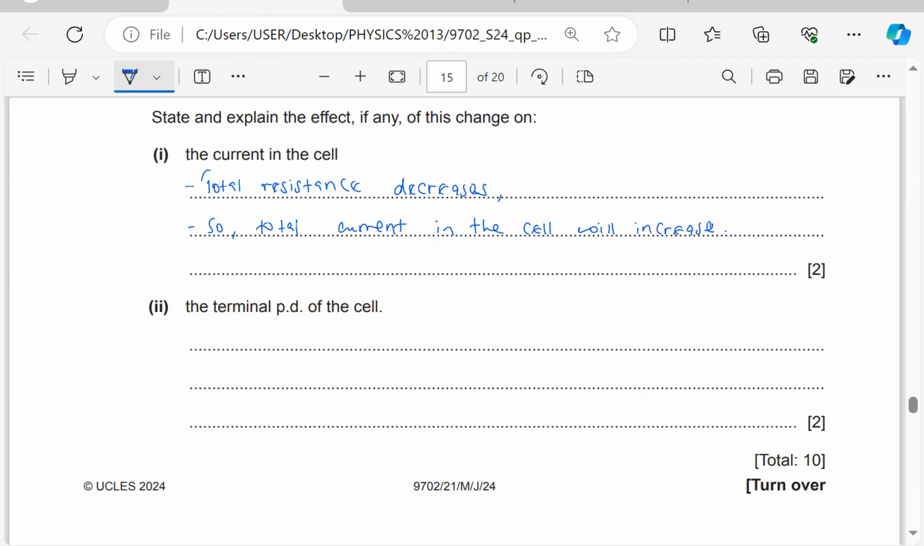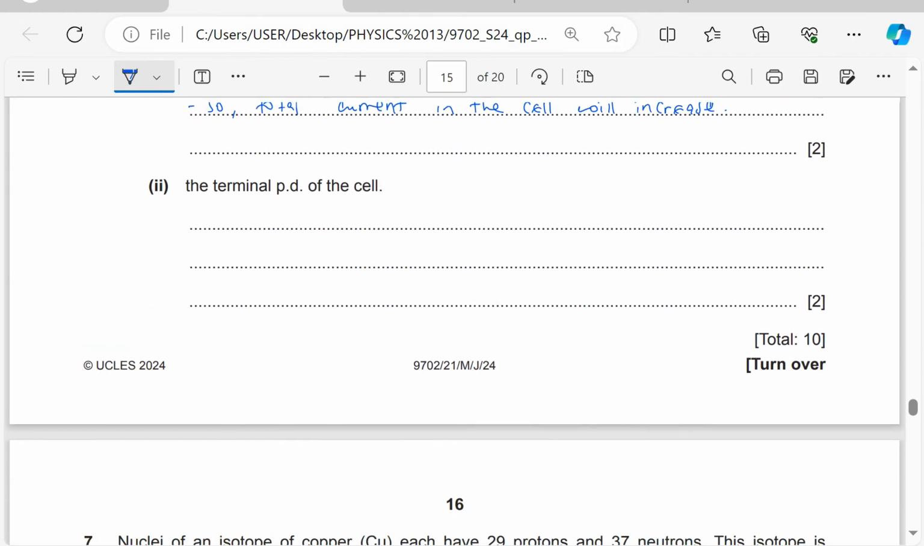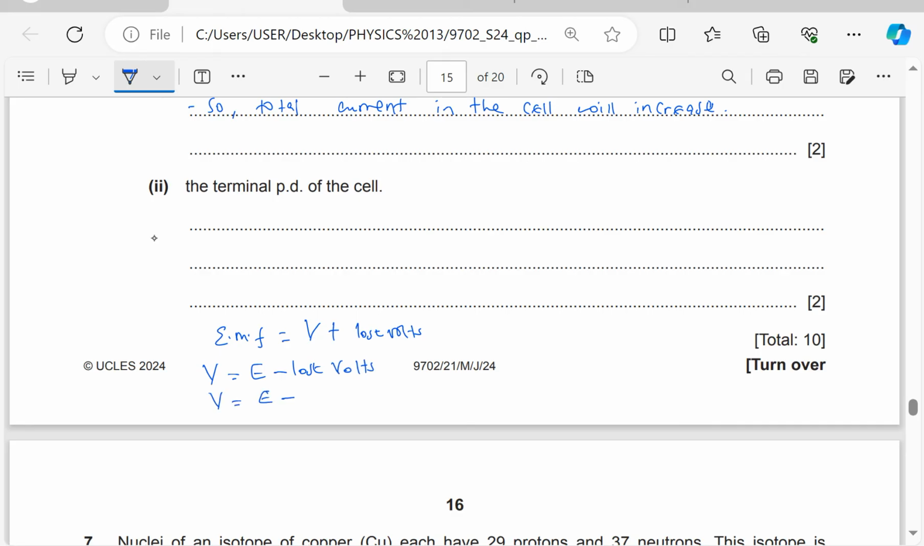Let's see what happens to the terminal PD then. For terminal PD, remember EMF is equal to terminal PD plus the lost volts, or the PD in the internal resistance, which we call the lost volts many times. So terminal PD is equal to the EMF minus the lost volts, which is the current through the battery times the internal resistance.